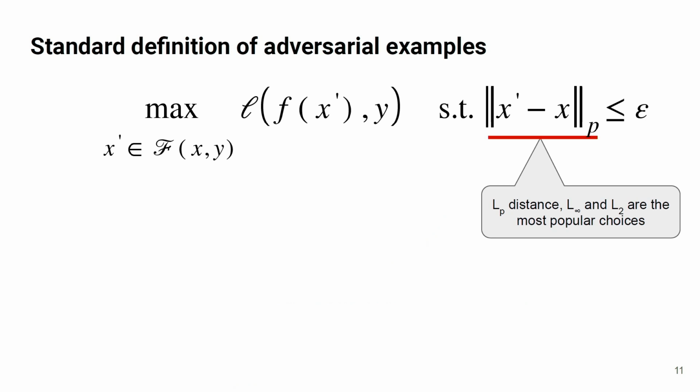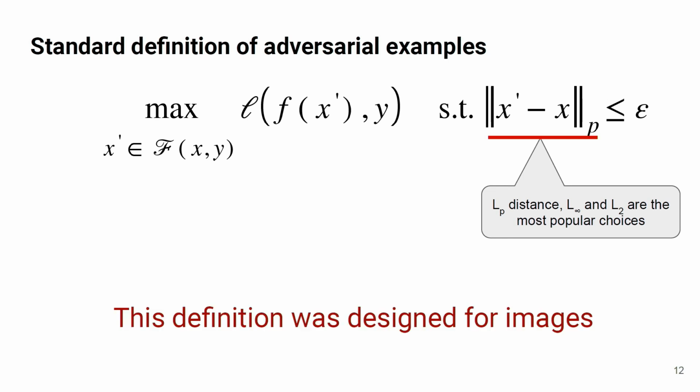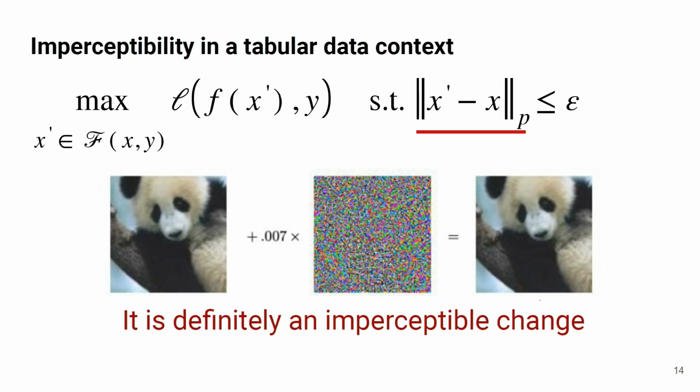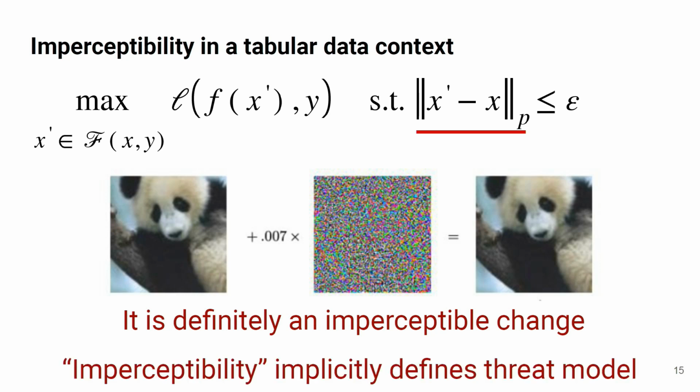So let's start with the standard definition of adversarial examples. We have an input sample X, and the goal of the adversary is to find a sample X prime, such that it lies close to X with respect to a certain distance, and it maximizes the loss of the classifier F, ideally changing its decision. And this definition actually was designed for images, and for them it works quite well, because indeed if you apply a small noise, small with respect to a certain distance of course, then the change which you add is imperceptible. And here is the problem, that usually the imperceptibility in the image domain implicitly defines the threat model.